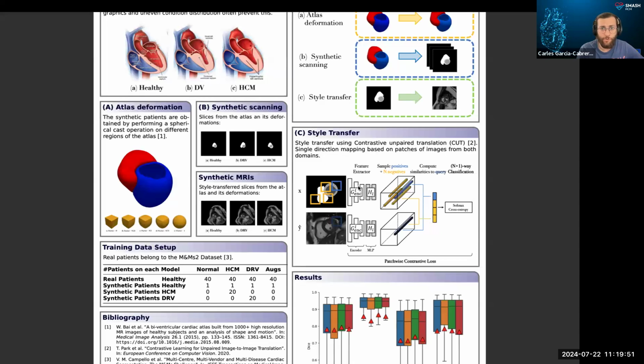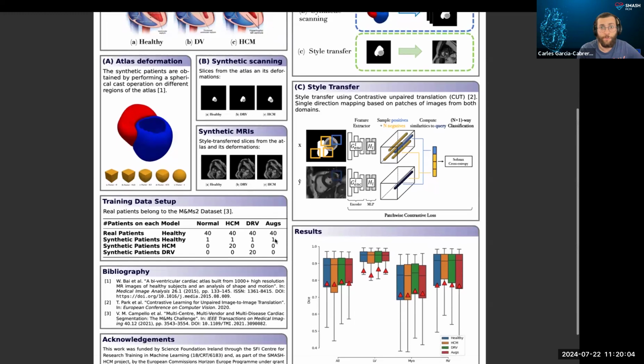Once this was trained with a publicly available dataset, in this case the M&Ms-2, we obtained these realistic MRI-looking images that we use to train our model.